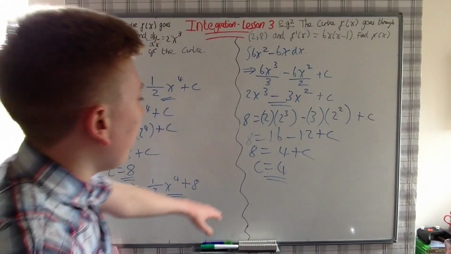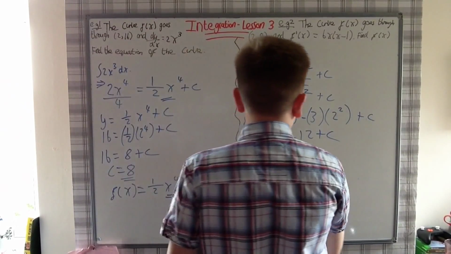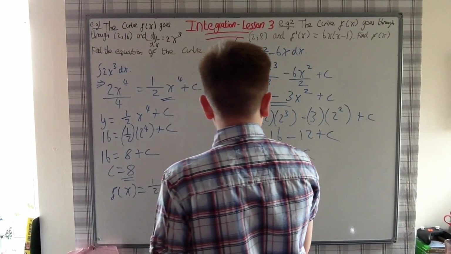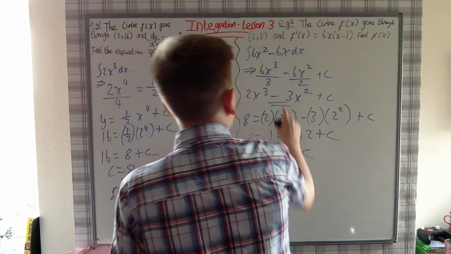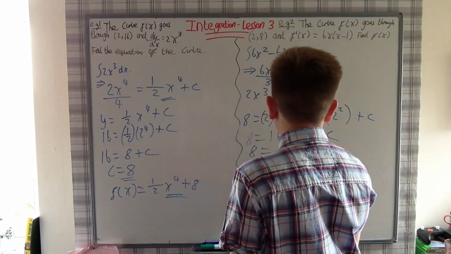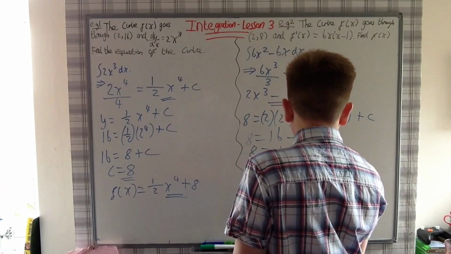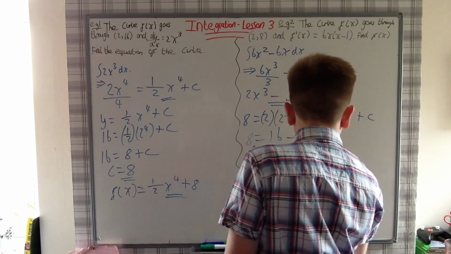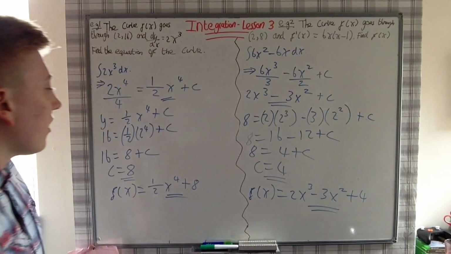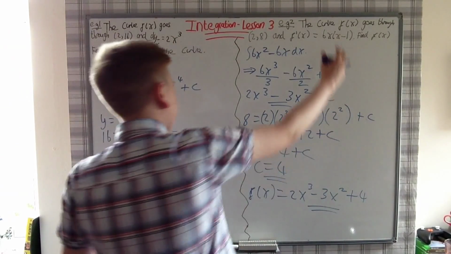So now we need to write the equation of the curve, including this c value. So f of x equals 2x cubed minus 3x squared plus 4. So there's the equation of this curve.